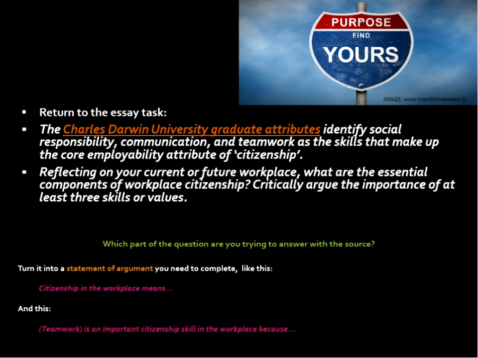Reflecting on your current or future workplace, what are the essential components of workplace citizenship? Critically argue the importance of at least 3 skills or values. So, first thing you have to do, 2 parts of this really. You've got to reflect on your current or future workplace.